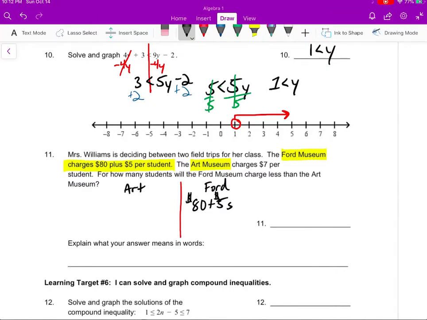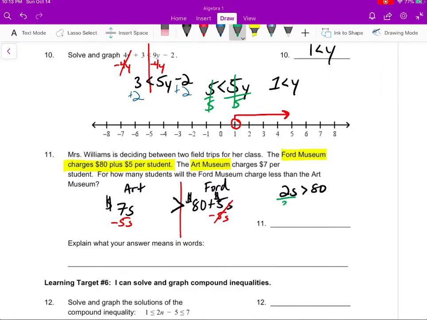And the Art Museum just charges $7 per student. So they don't have an extra fee. They just are a little bit more expensive per student. And then finally my question says, for how many students will the Ford Museum charge less than the Art Museum? So that means the art is greater than the Ford, and not equal to. So I have my setup. I have my S on both sides. I'm just going to subtract 5S from both sides. And that would leave me with 2S is greater than 80.